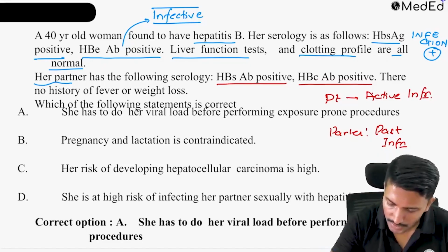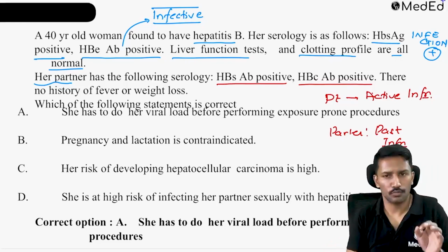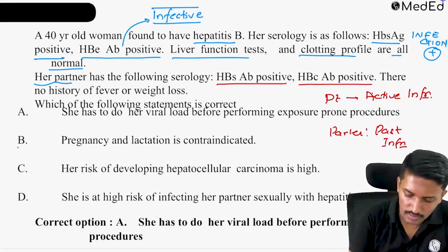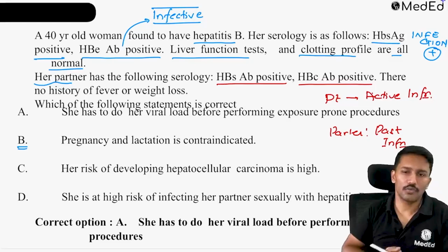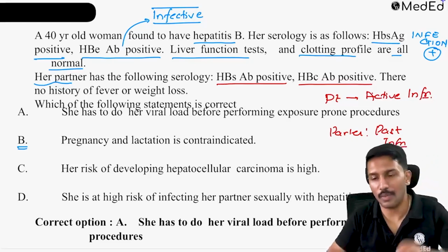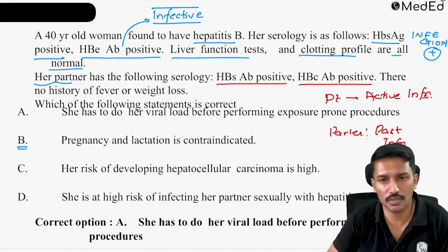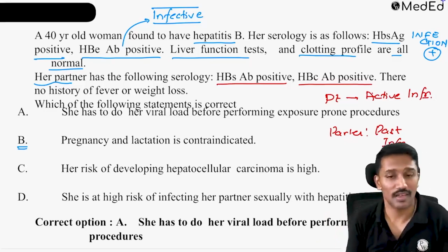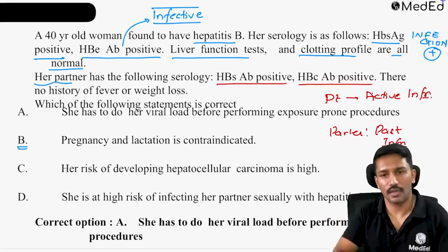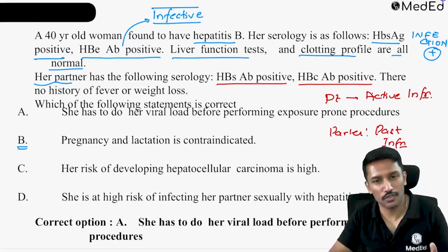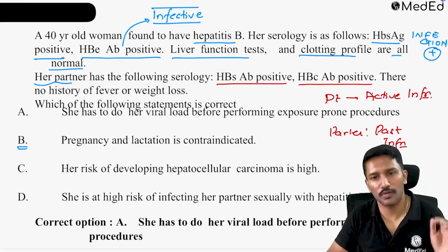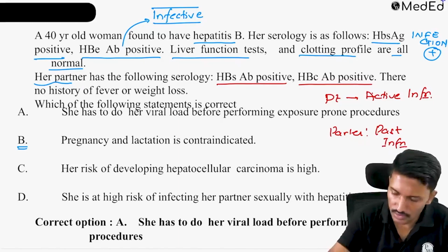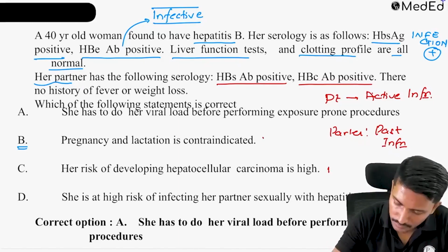Okay. She has to do her viral load before performing exposure prone procedures. I'll come back to this, what is the meaning of this sentence, but we will look at the other options. Pregnancy and lactation are contraindicated. Do you think we make pregnancy and lactation an absolute contraindication when it comes to hepatitis B infection? No, right? We can assess the risk of transmission to the fetus. There are various corrective steps, right? Like taking up the patient for C-section and then giving the medications to prevent mother to child transmission. So it is not an absolute contraindication, right? So this is clearly a false statement.